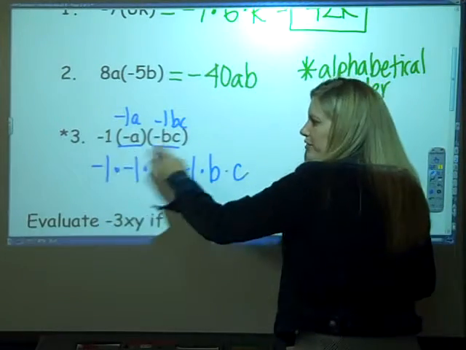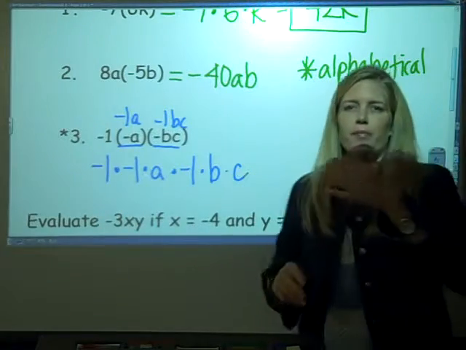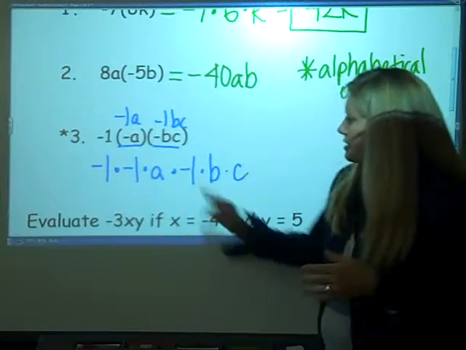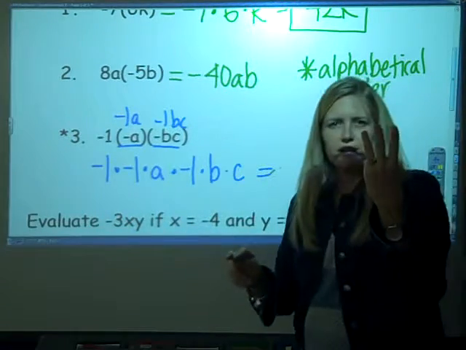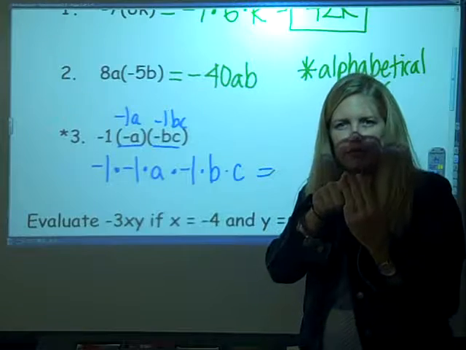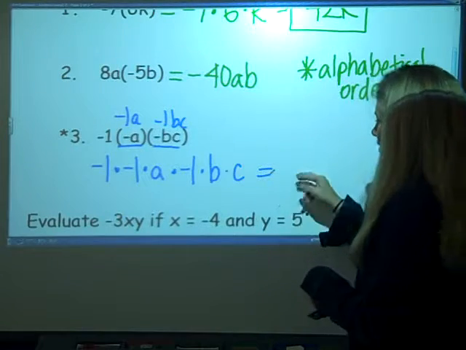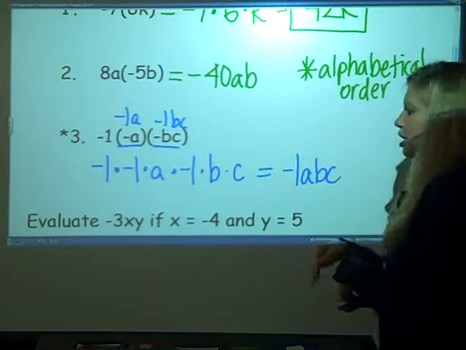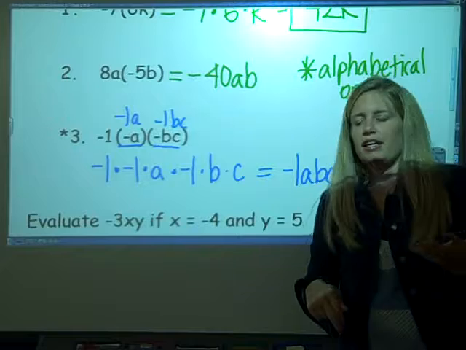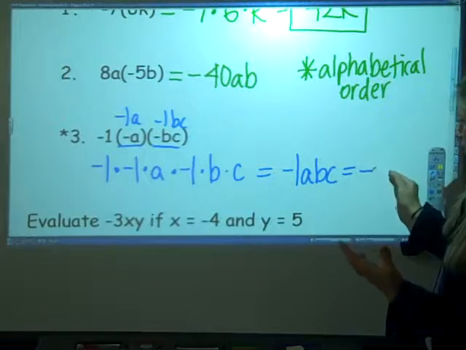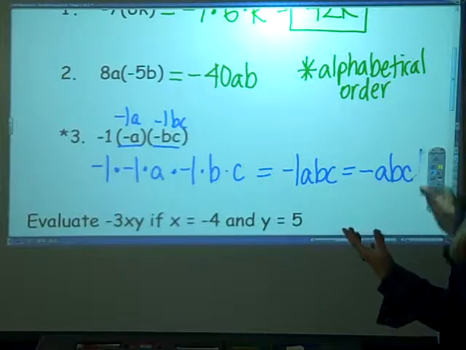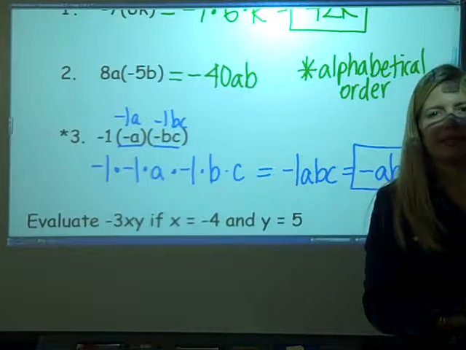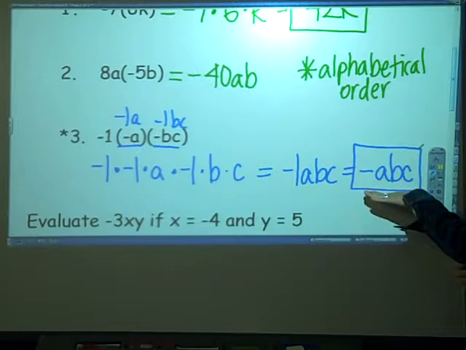So that's this whole thing written out with each number being multiplied. Negative 1 times negative 1 times negative 1, you have 3 negatives there. So negative times negative makes it positive. Positive times negative makes it negative again. Negative 1, ABC. But we don't really put the negative 1 in front. The simplest way to write this would be negative ABC. Okay? We don't put a 1 in front of our variables. It's understood that it is there. So this is the simplified answer.